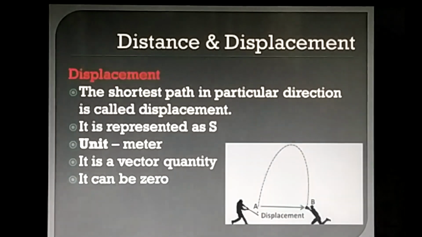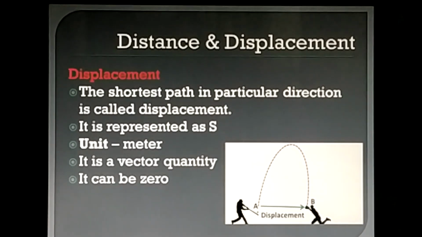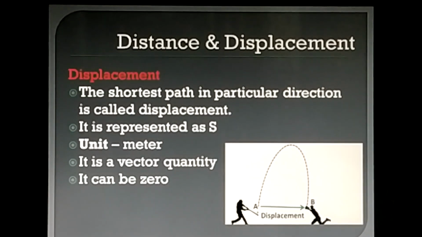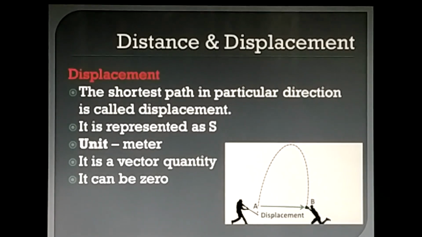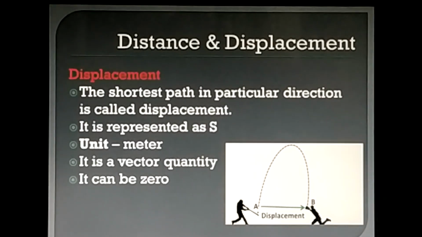It can be zero. Displacement can be zero when the initial and final positions are the same. When the initial, meaning starting, position and the ending position are both the same, it can be zero.